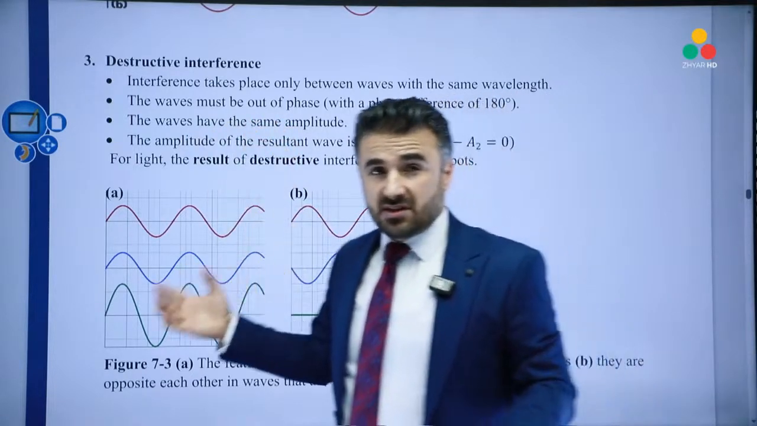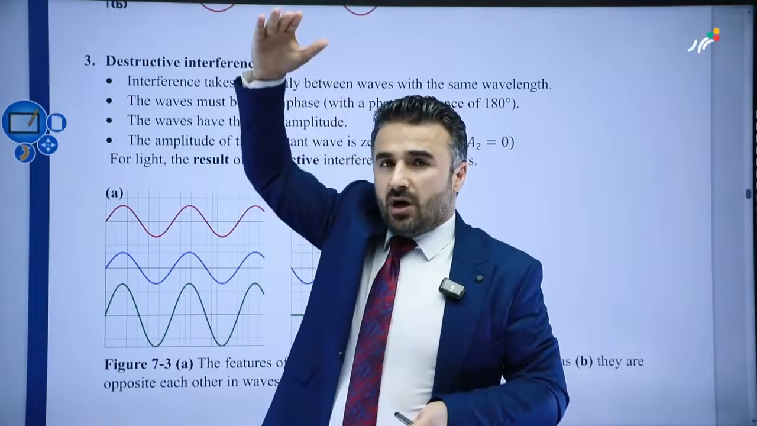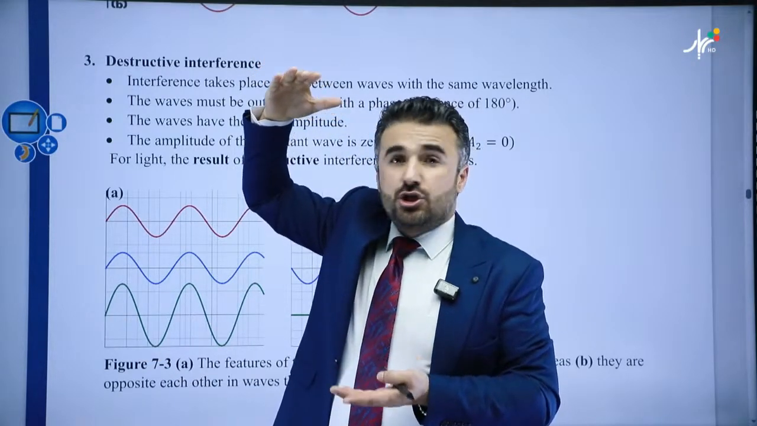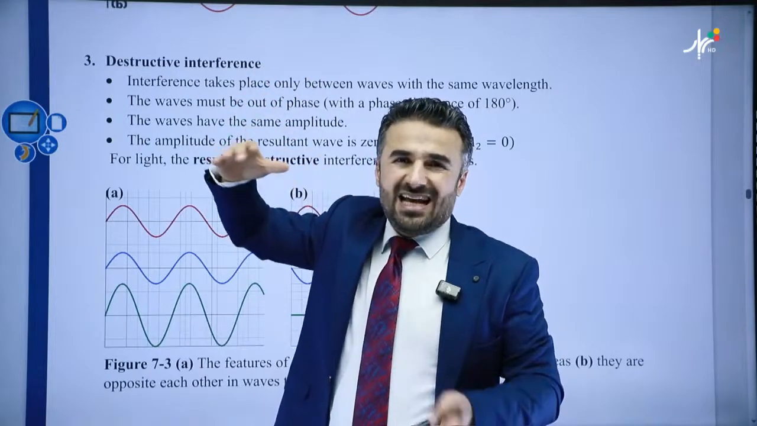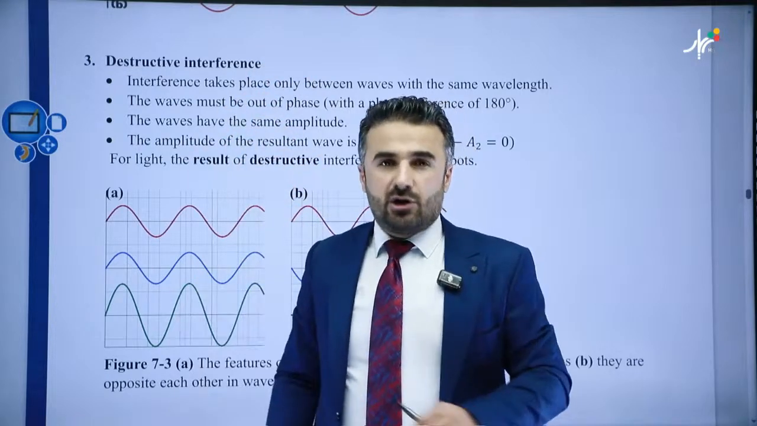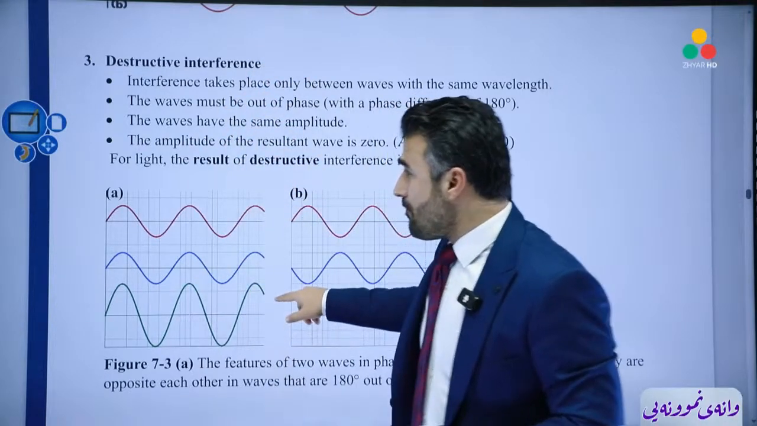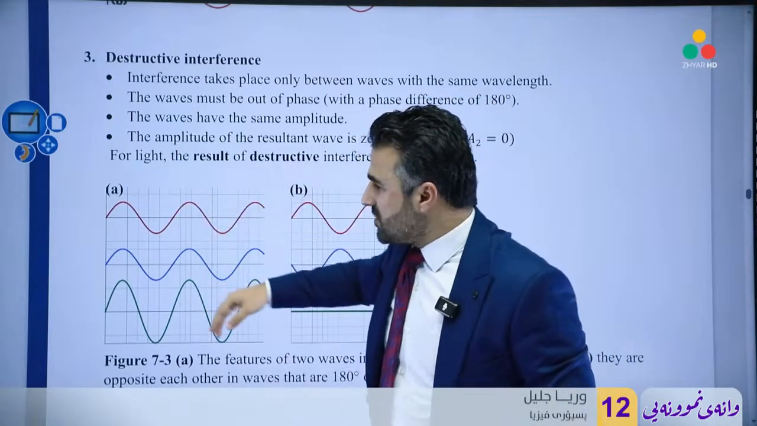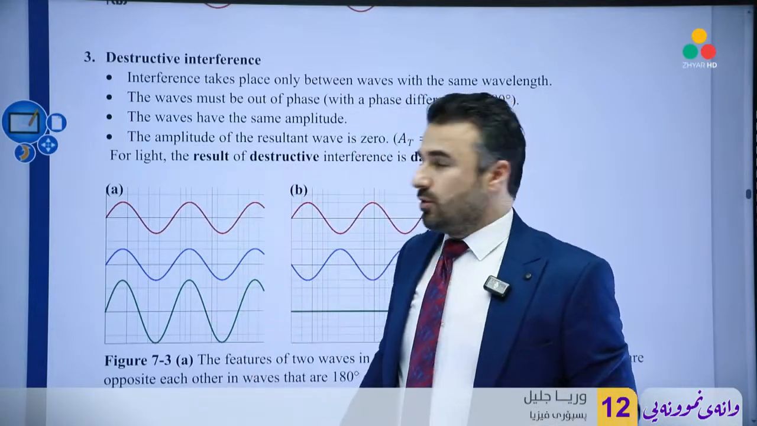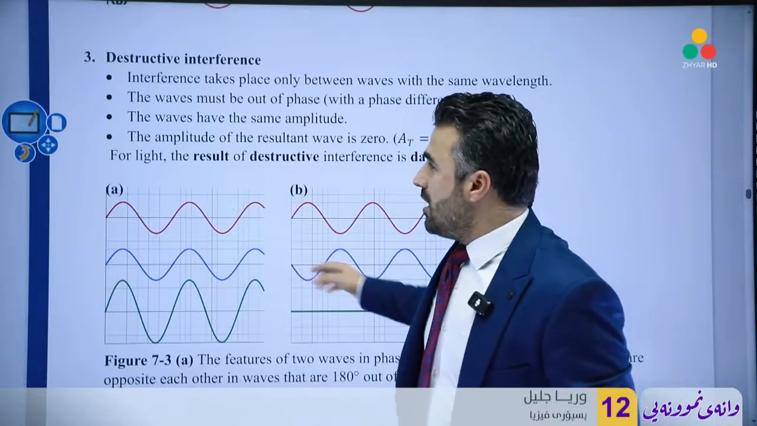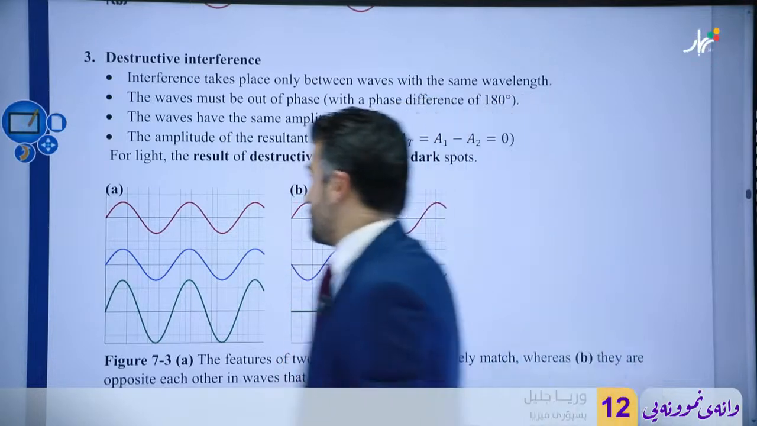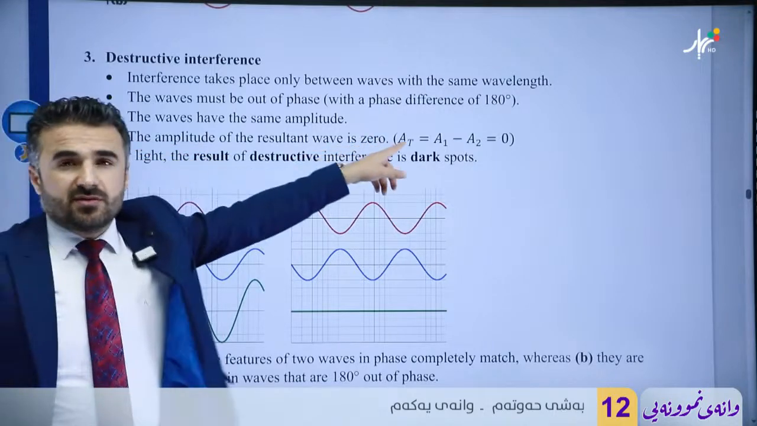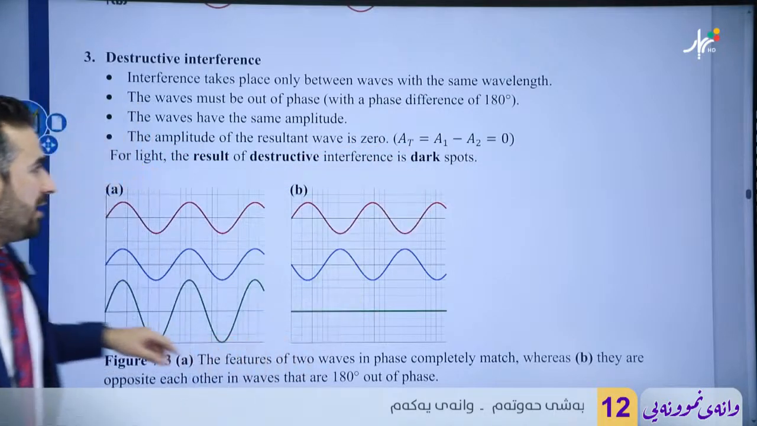What happens if they don't have the same amplitude? Let's say one of them is 4 up, the other one is 2 down. Of course, they will be partially canceling one another out. We get a partial destructive interference. But if they have the same amplitude, one up and the other down, then we will get a total destructive interference, and we'll explain this as well. The amplitude of the resultant wave is 0, because they both cancel one another out.